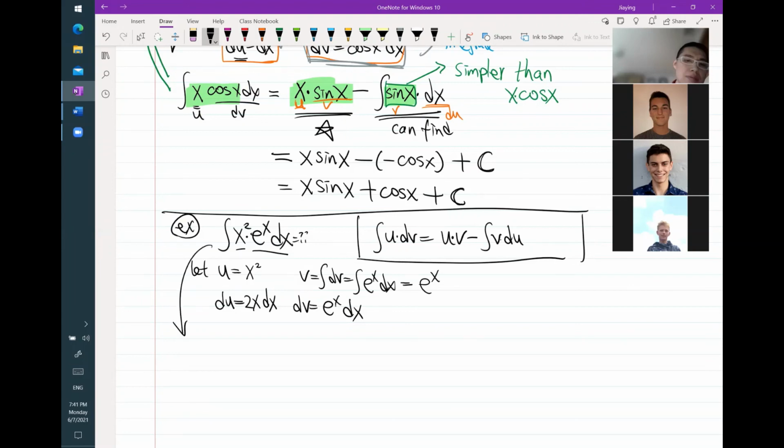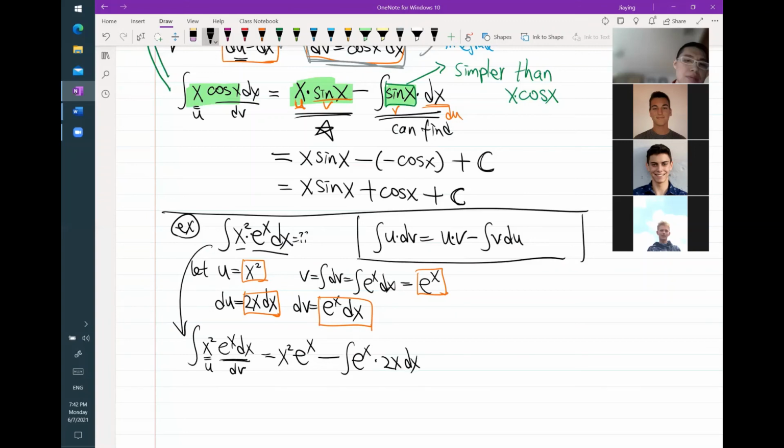So the given integral is in the form of u dv. That's the integral of x squared e to the x dx. Applying the formula, the first term is u times v. u is x squared, v is e to the x, du is 2x dx, and dv is this part. I'm just going to use that directly. So u times v is x squared e to the x. This is good because this doesn't have an integral, so we get rid of the integral part for this first term. Minus the integral of v, which is e to the x, and du is 2x dx. So let me just rewrite it as e to the x, 2x dx. This is v du.